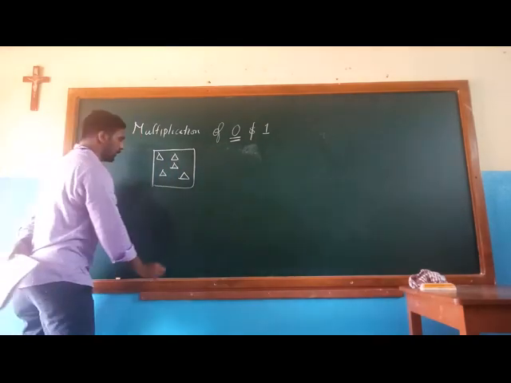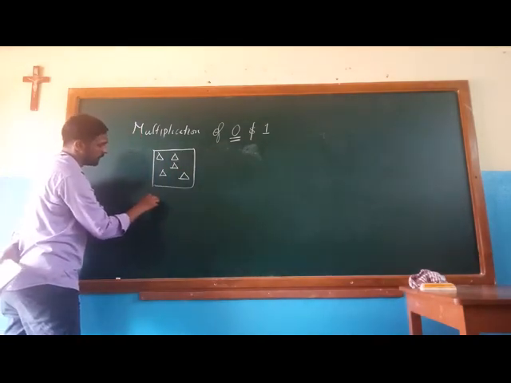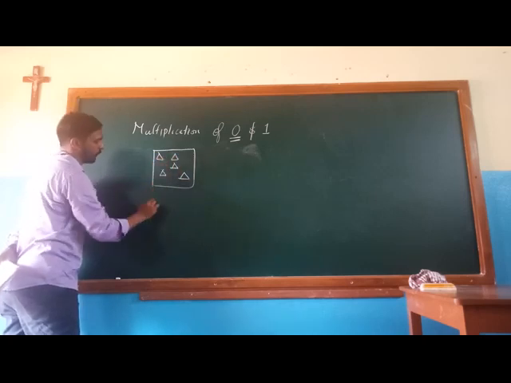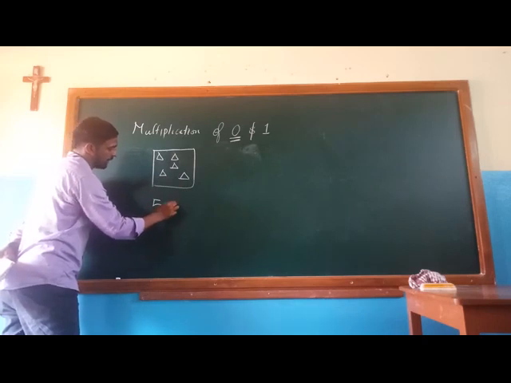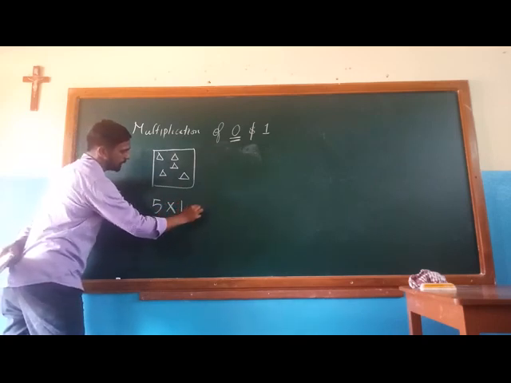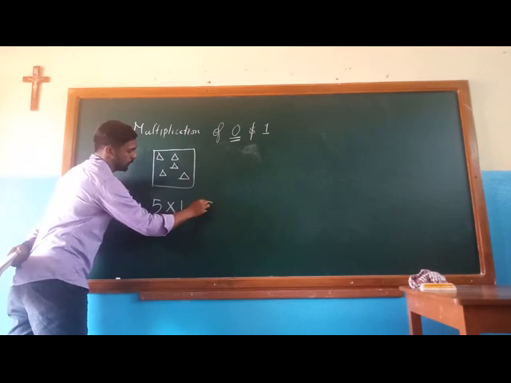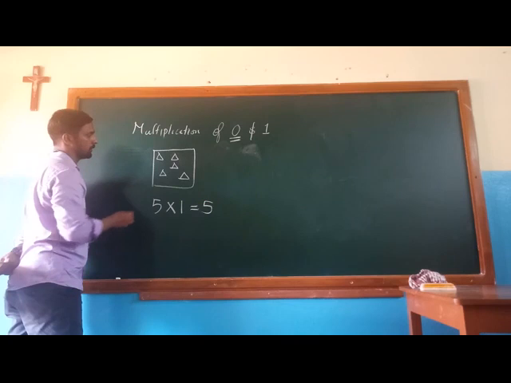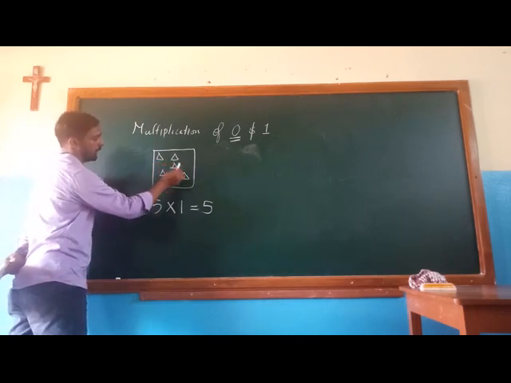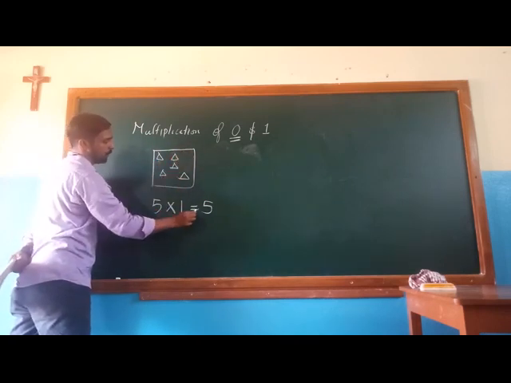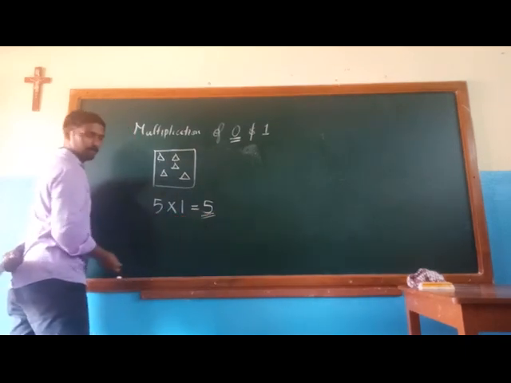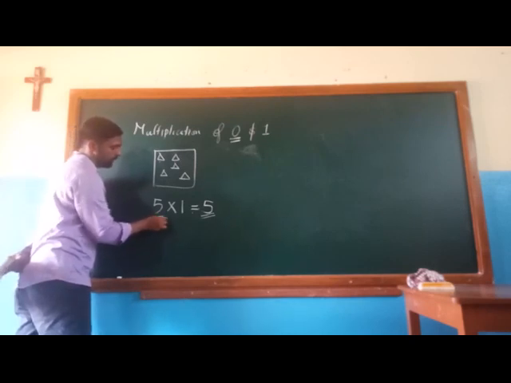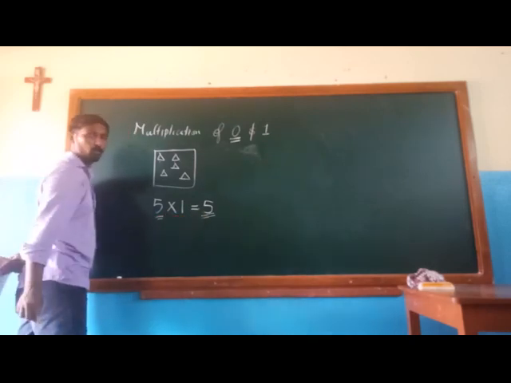So how will we do it? 5 triangles in one basket is equal to 5. Understood? So 5 triangles in one basket is equal to 5 triangles. If you multiply any number with 1, we get that same number.